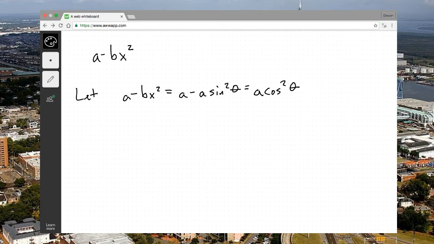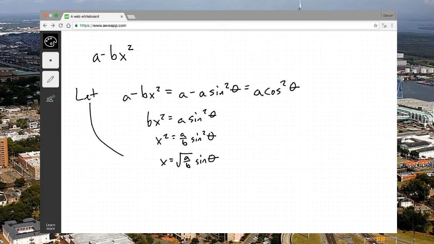Now if we go this route, notice that we're having bx squared equal a sine squared. So our x squared should be a over b sine squared of theta, and our x should be the square root a over b sine of theta. And as usual, that's what we're letting x equal, and everything else follows from that fact.